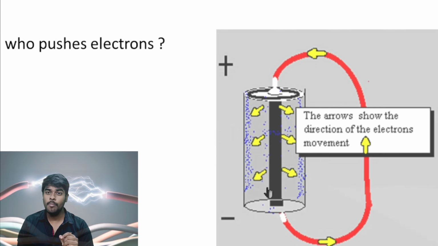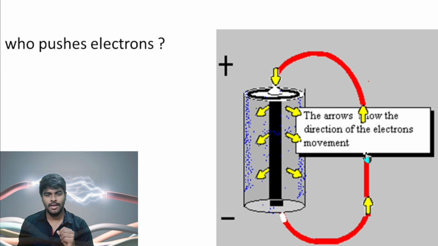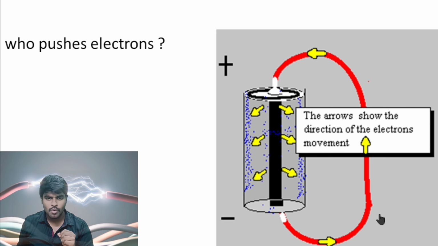Rate of flow of electrons is known as electric current. In the previous video, we discussed electric current, right? Now I have a question for you. Who pushes electrons? In this way, electrons move from negative to positive.